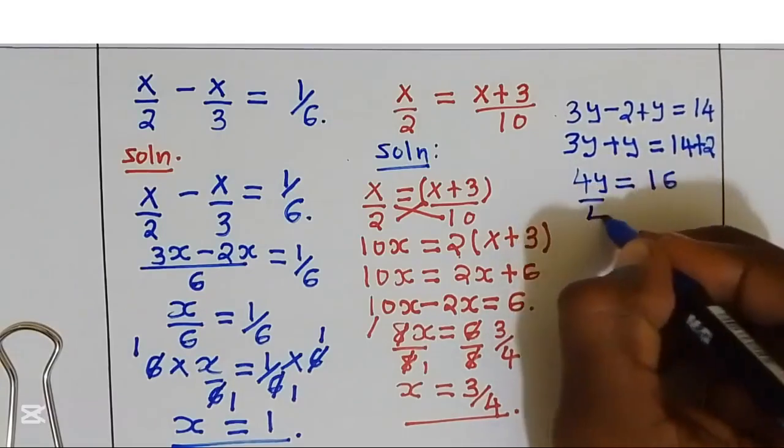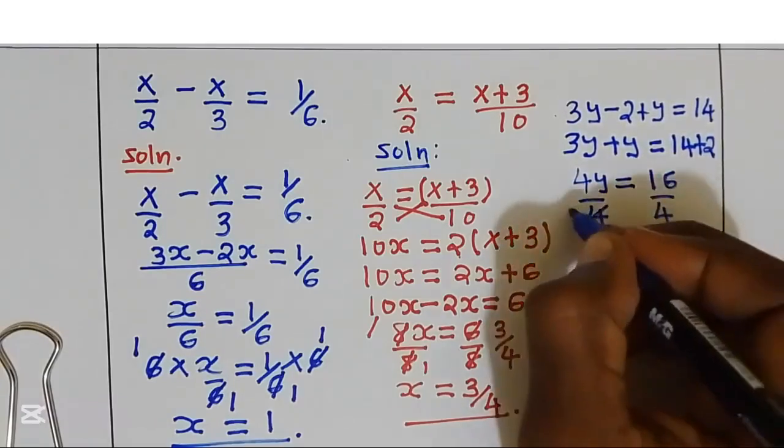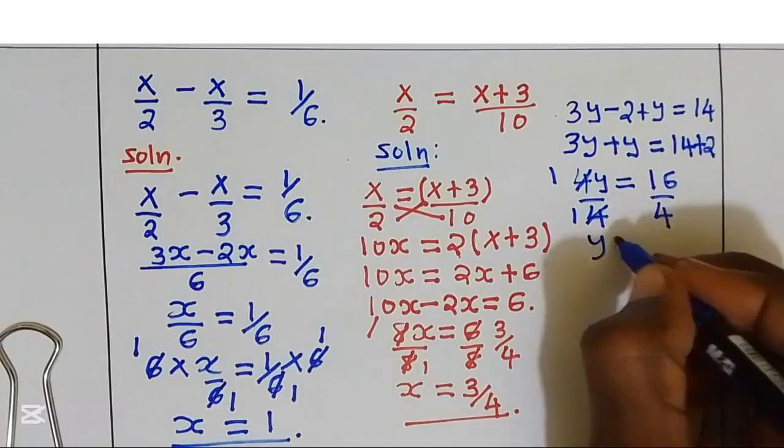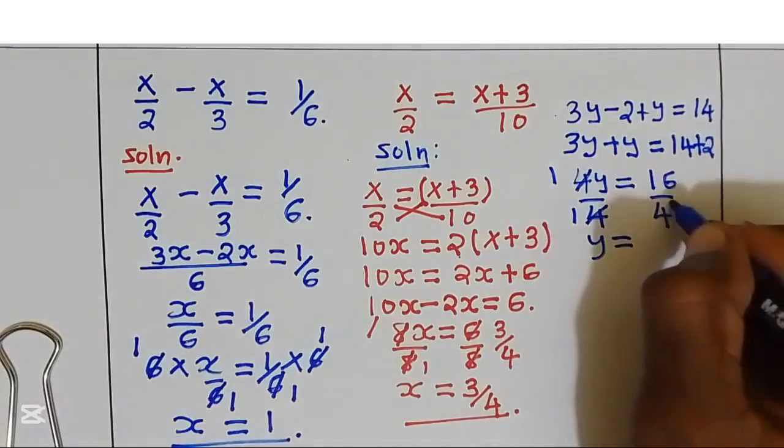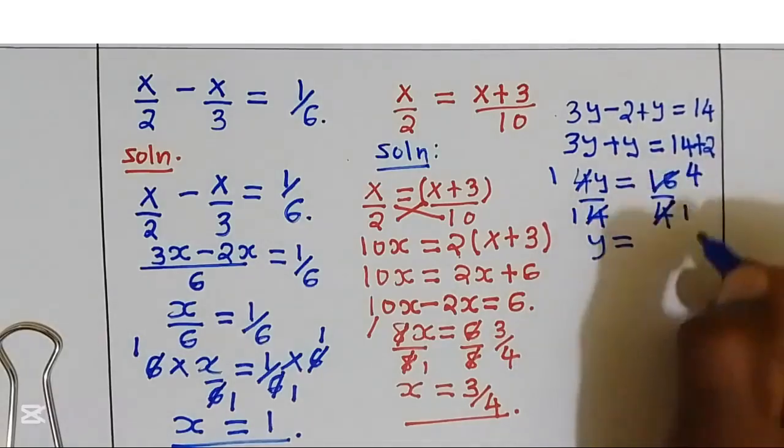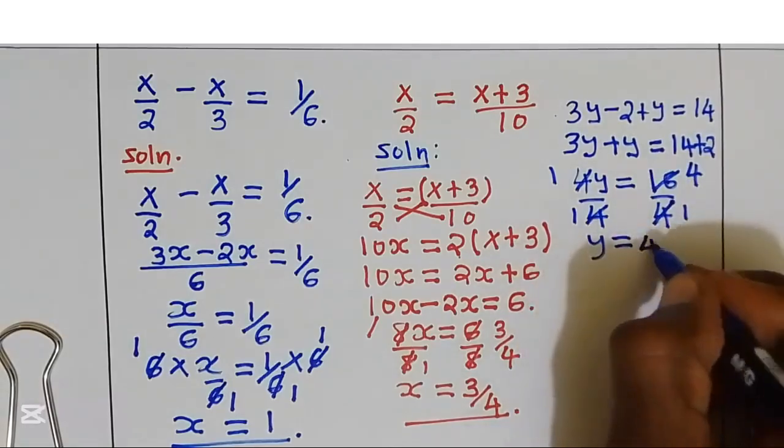I'll divide by 4. By 4, 1. Now y is equal to 16 divided by 4. By 4, we get 4. So y is equal to 4.